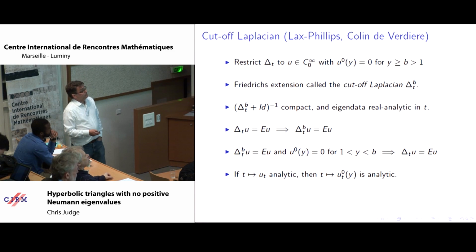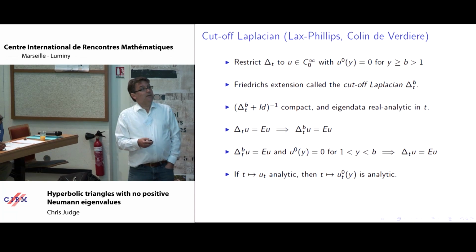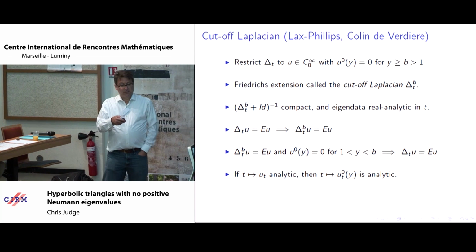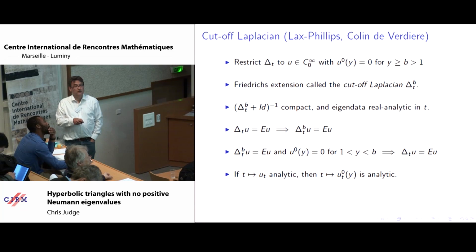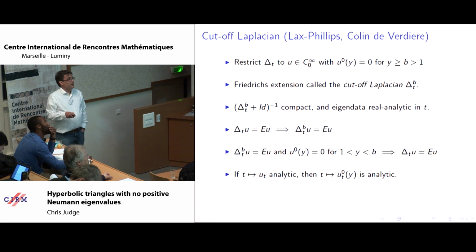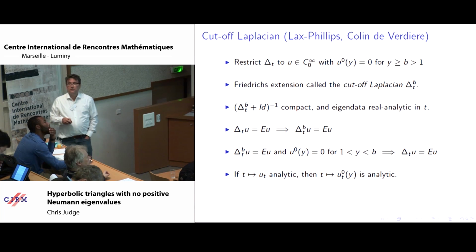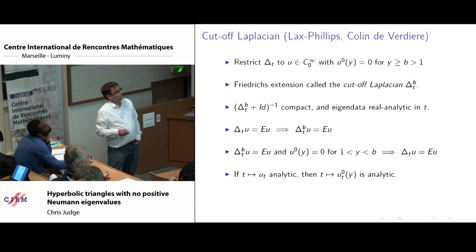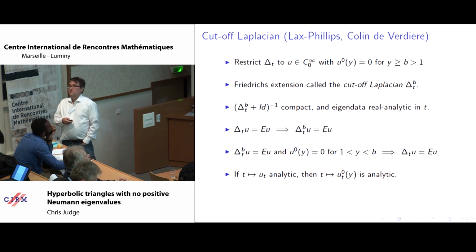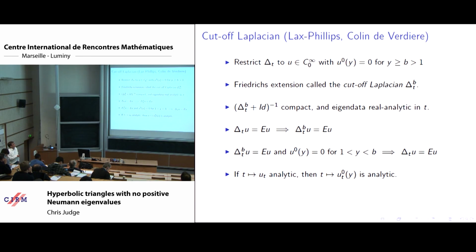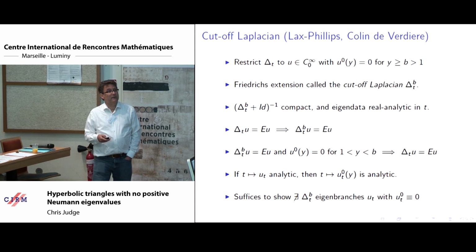Now, one thing that we use, and it's also been used a lot before us, is that if you have a family of eigenfunctions u_t depending analytically on the parameter t, then the zeroth Fourier coefficient is also an analytic function. And so that's where we get the genericity result. Any other questions about this? So this is a nice technical object that helps us deal with the continuous spectrum, or at least avoid it.